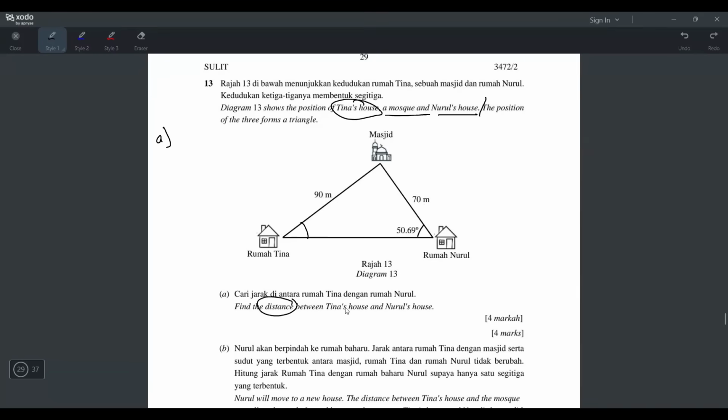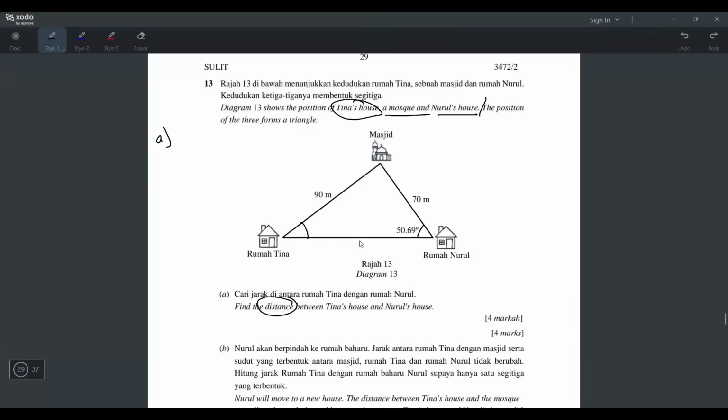So for A, they say find the distance between Tina's house and Nurul's house. So Tina and Nurul, it means they want to find this panjang here, right? How to find this panjang here? You cannot find this panjang directly. You have to use sine rule to find this angle first. I know the question never asked me to find this, but you need to find this. Because after you find this, you can take 180 minus this to get yang atas. And then only you use sine rule one more time to find the distance here. It means you have to use sine rule dua kali.